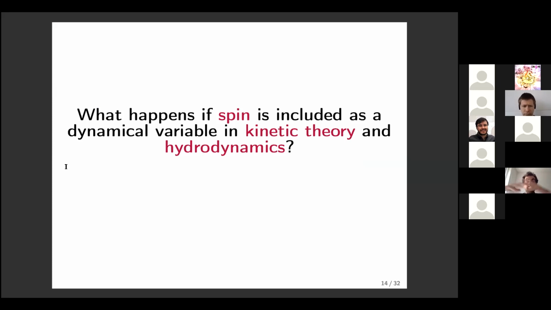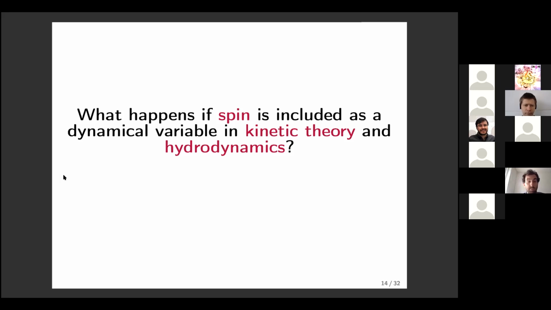Hydrodynamics is a very good effective description, as we said. And hydrodynamics, as we will see in a minute, can be derived from kinetic theory. So what happens if we include spin as a dynamical variable? The spin will really be an independent variable in principle, connected to fluid properties at some equilibrium stage.